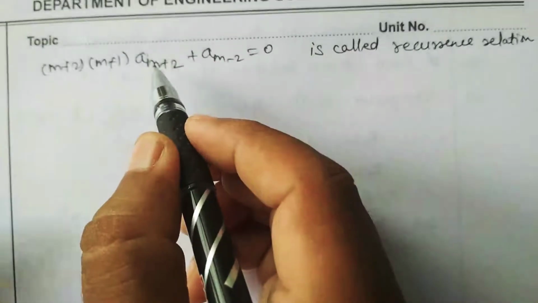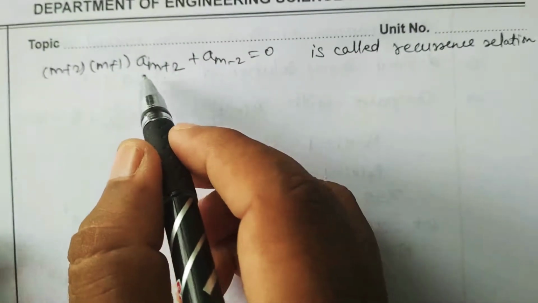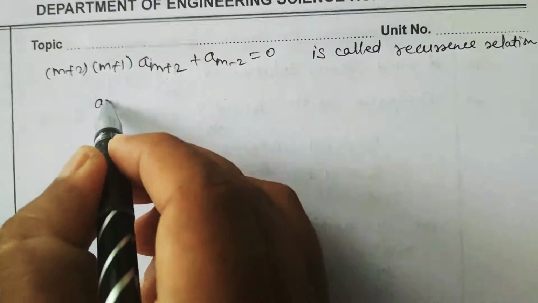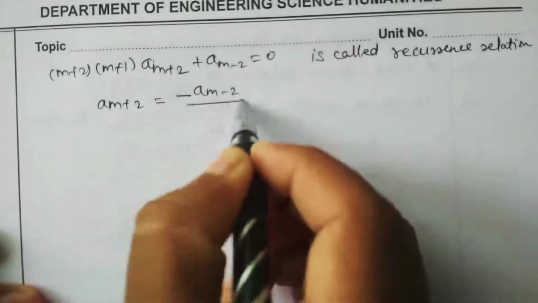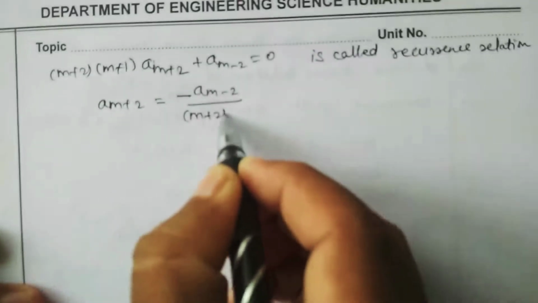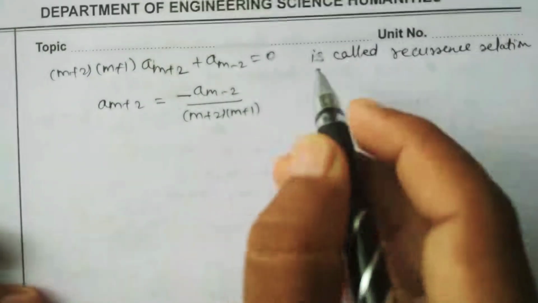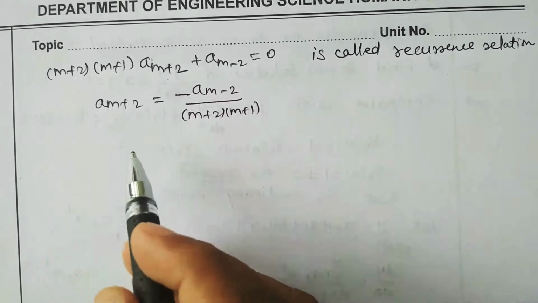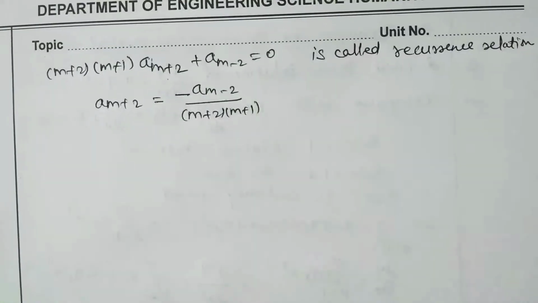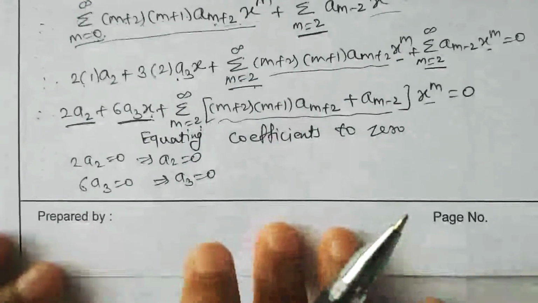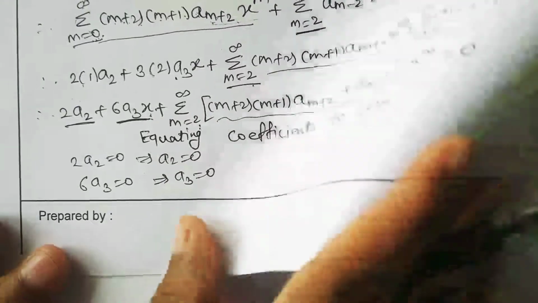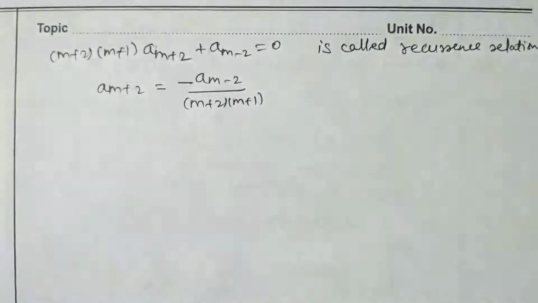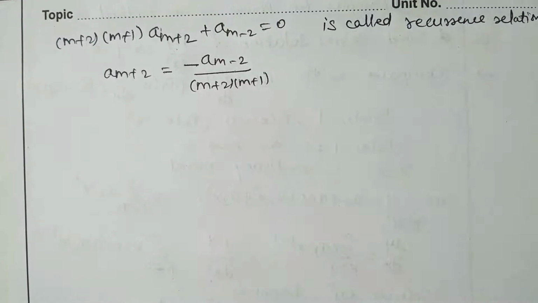Now rearrange this recurrence relation for a_{m+2}. So you will get a_{m+2} = -a_{m-2} / ((m+2)(m+1)). Now from this recurrence relation we are going to find the remaining values. From the first part we already calculated the values of a2 and a3. Now from the recurrence relation we are going to find the values of a4, a5 and so on.